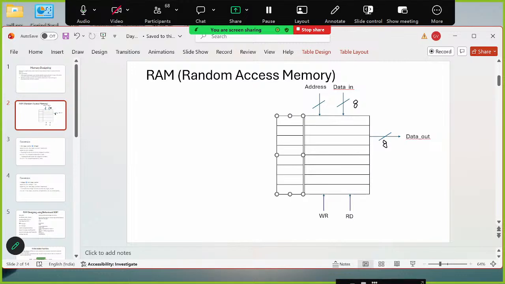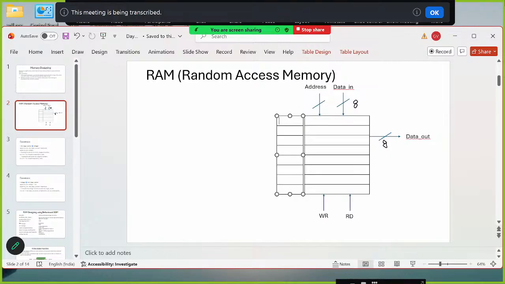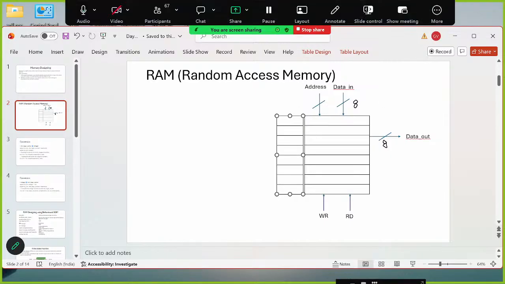For 8 memory locations, we need not 8 bits. Using 8 bits, we can define 2 to the power 8 locations. For addressing 8 locations, we can use only 3 bits. Yes or no? Because using 3 bits, we can address 8 locations. Okay, we can use 3 bits.